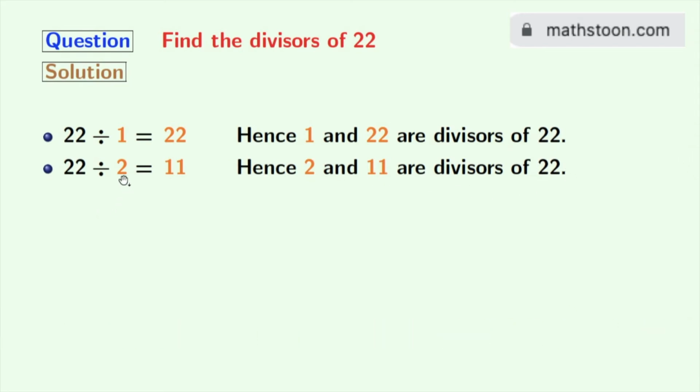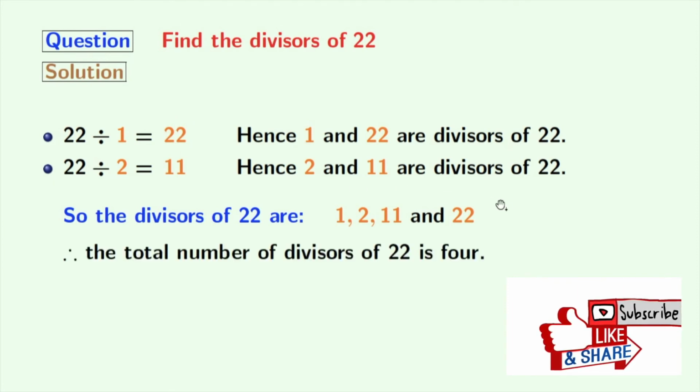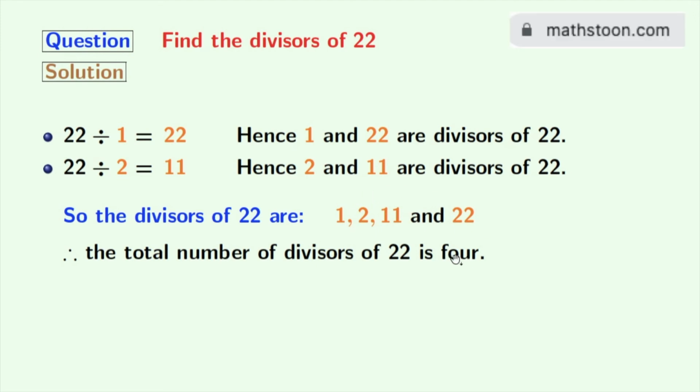Now look that there is no number between 2 and 11 which can divide 22. So we will stop right now. So we have all the divisors of 22 in orange colors. These are 1, 2, 11 and 22. So the total number of divisors of 22 is 4.